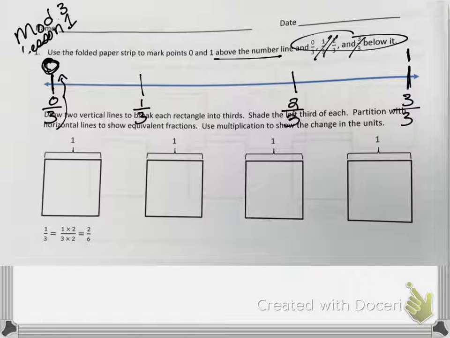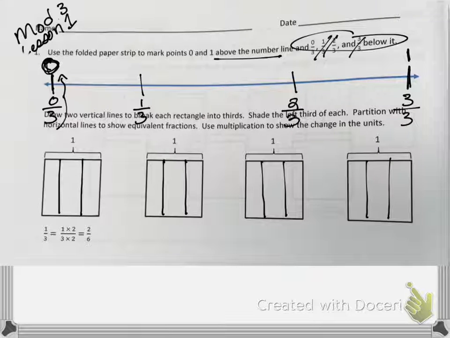So let's see. Draw 2 vertical lines to break each rectangle into thirds. So we're going to break each rectangle into thirds. Now they don't have to be perfect. We just want to make sure that we can work with it. Partition with horizontal lines to show equivalent fractions. Use multiplication to show the change in units. So that is what we did here. This is the numbers, and this is how we are showing how we changed our units. So right now we're in thirds. Our unit is thirds. So we started with thirds.